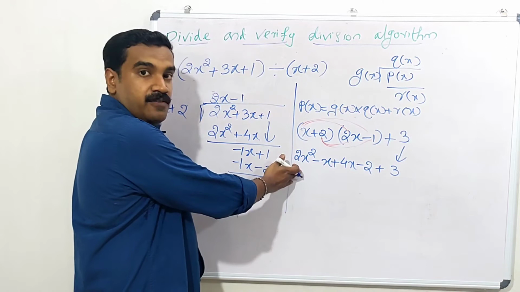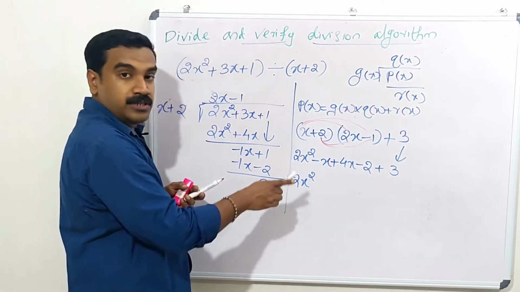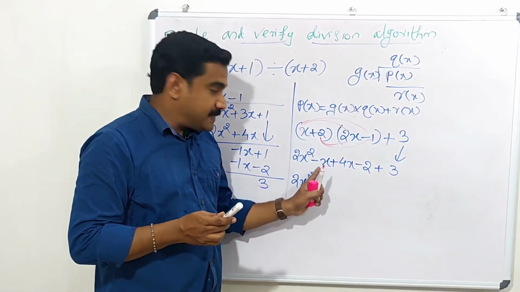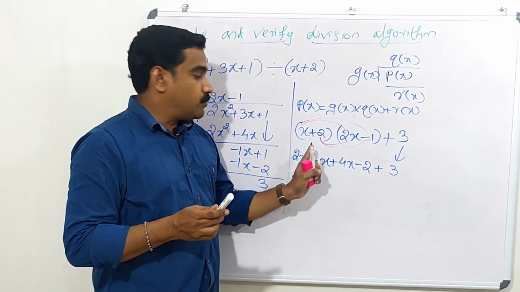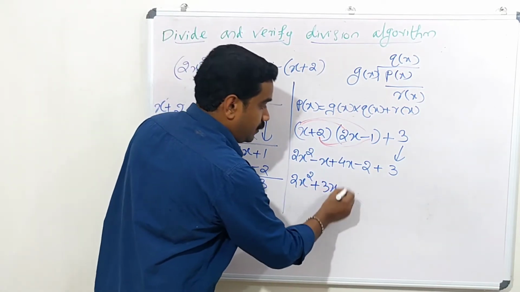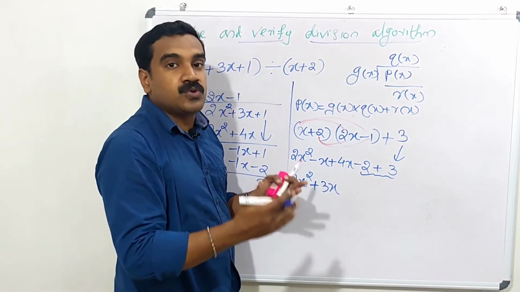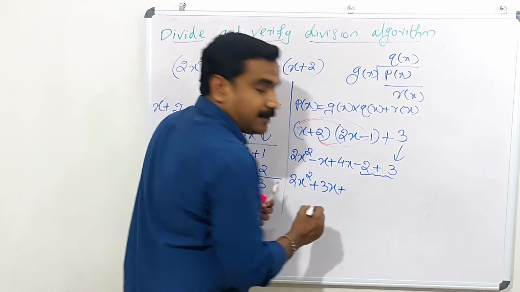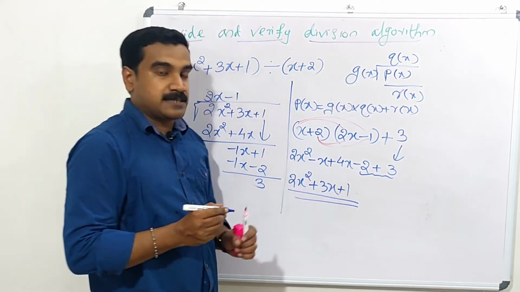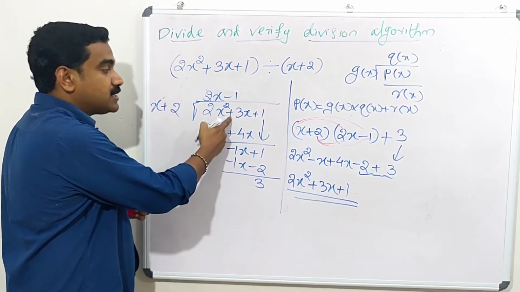Check. Only one term with x square, so you can write 2x square. How many terms with the x? 2 terms. Minus x plus 4x. What does the minus x mean? Minus x means minus 1x. So minus 1x plus 4x, that is 3x. Then minus 2 plus 3. What is minus 2 plus 3? Negative 2, positive 3. Subtract and put the bigger number's sign, 1. So what you will get? 2x square plus 3x plus 1. Check. This 2x square plus 3x plus 1 is here. Okay, so this is the dividend.